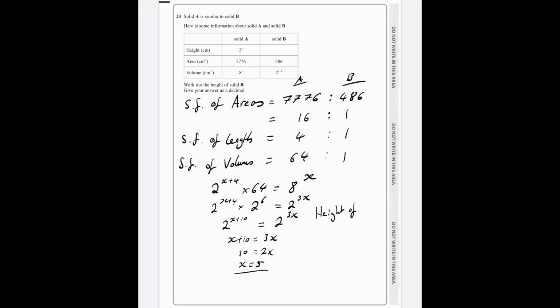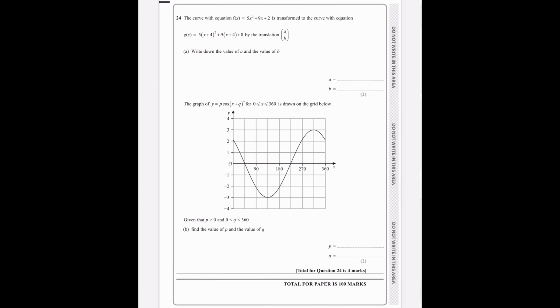So to find the height of B, well, we know that the scale factor of lengths is 4 to 1, so let's find the height of A and then divide it by 4 to get the height of B. So the height of A, 3 to the power of x, or 3 to the power of 5, over 4, and that comes out as 60.75 centimetres.